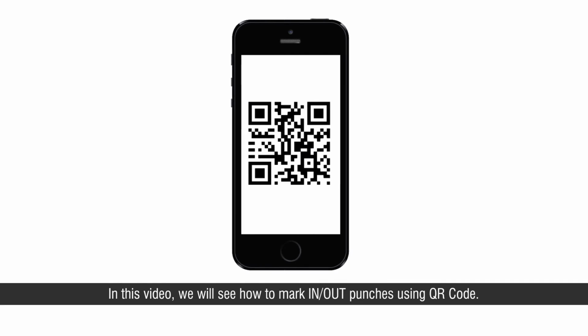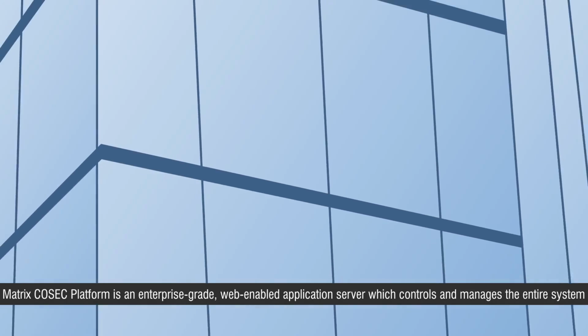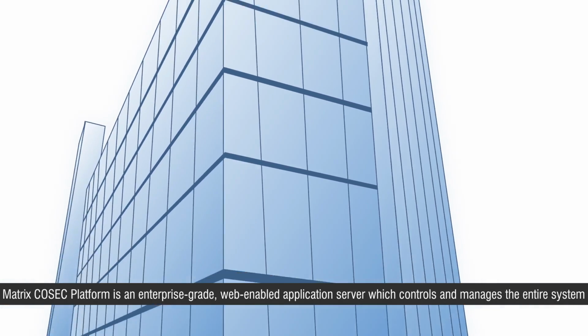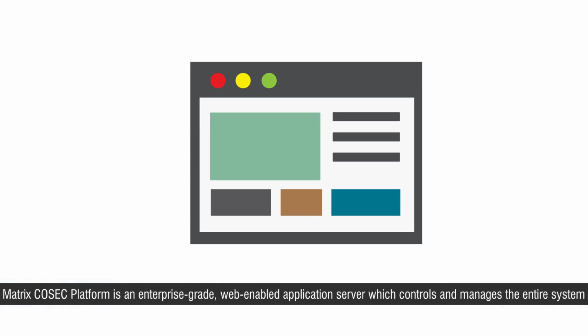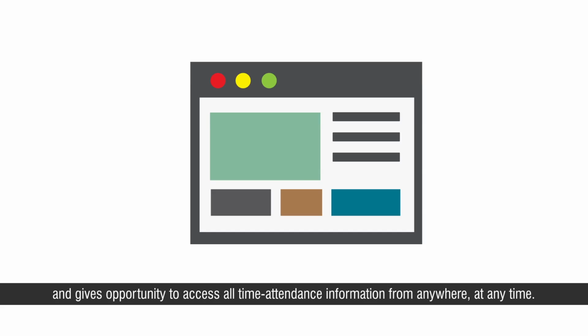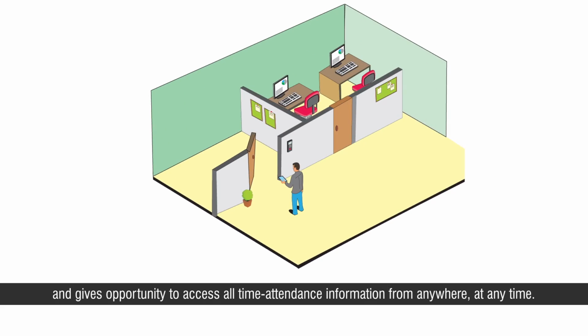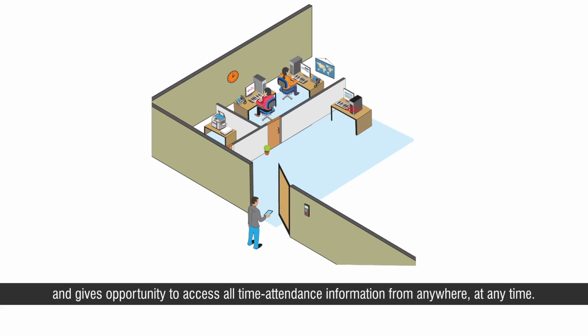Hi friends, in this video we will see how to mark in or out punches using QR code. Matrix COSEC platform is an enterprise grade web enabled application server which controls and manages the entire system and gives opportunity to access all time attendance information from anywhere at any time.